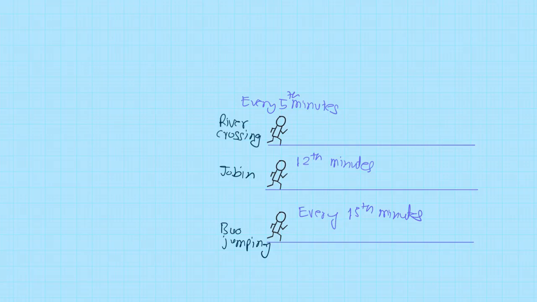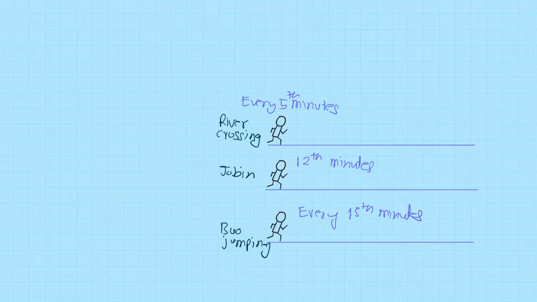starts. All these three activities, activity 1, 2, and 3, start at the same time. But the river crossing activity takes 5 minutes, and every 5 minutes it gets repeated. And this jogging activity starts after every 12th minute. Means every 12 minutes this activity gets started again.